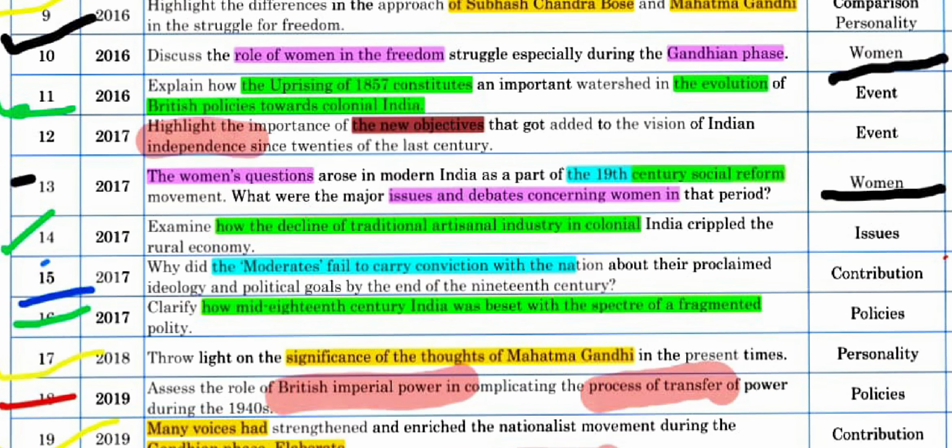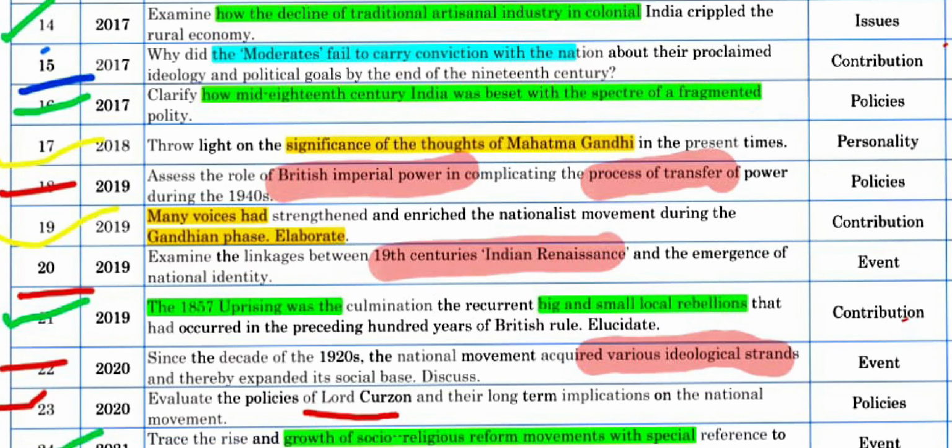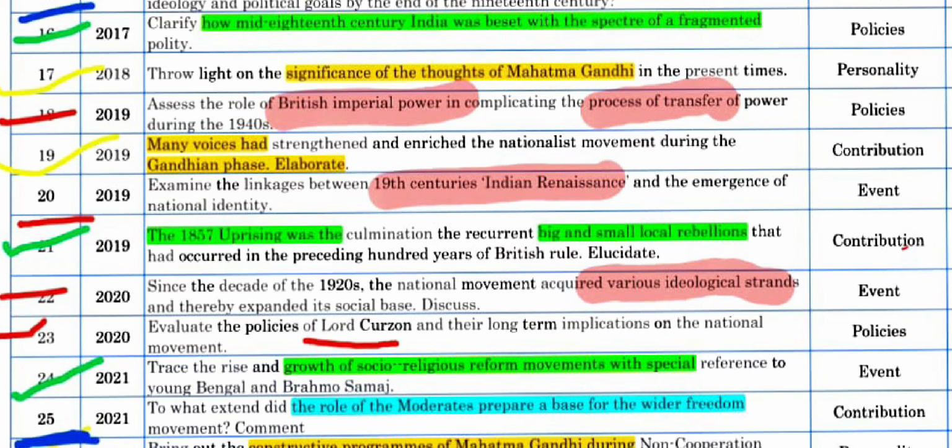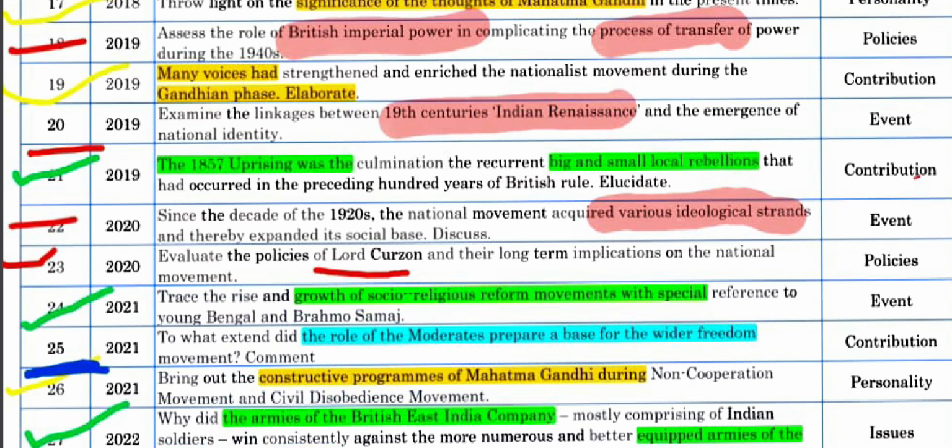They have given you that word in question 12. And then when you come to question number 22, again you notice the same time period, since the decade of 1920s. So we realize that how 1857 was a benchmark year, 1920s is also an important year. Okay, so since the decade of 1920s, the national movement acquired various ideological strands and thereby expanded its social base. So again, it's an interlinked topic.